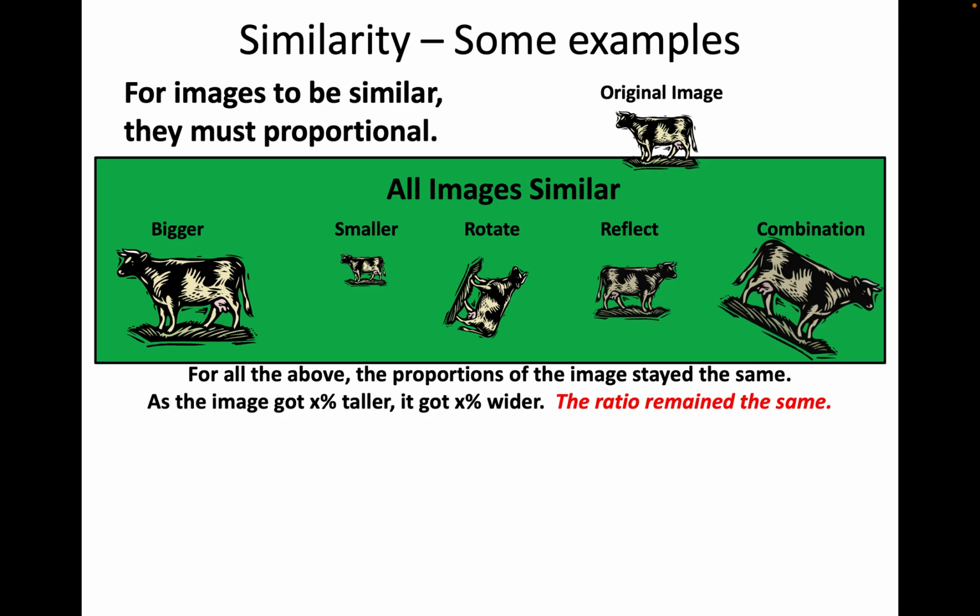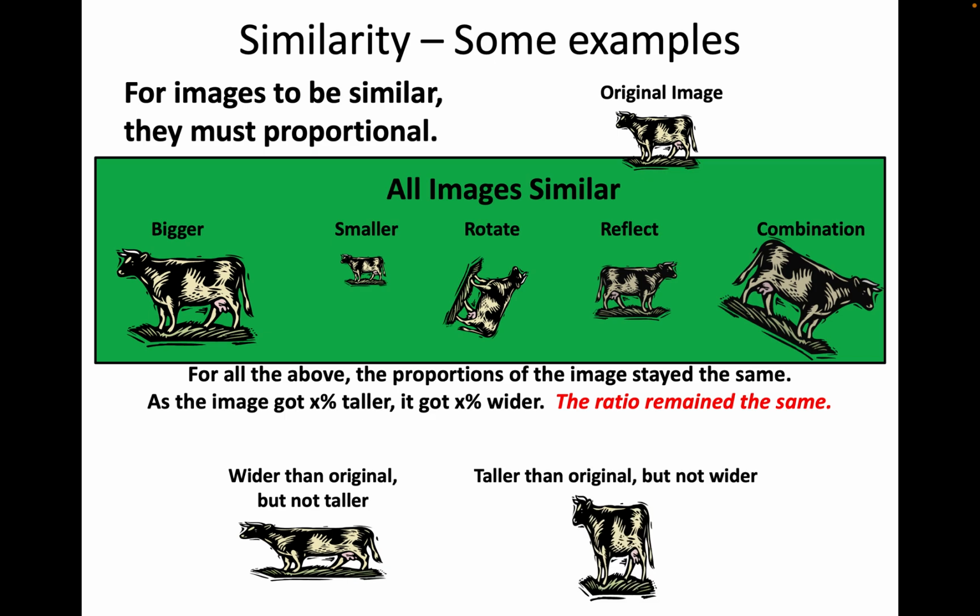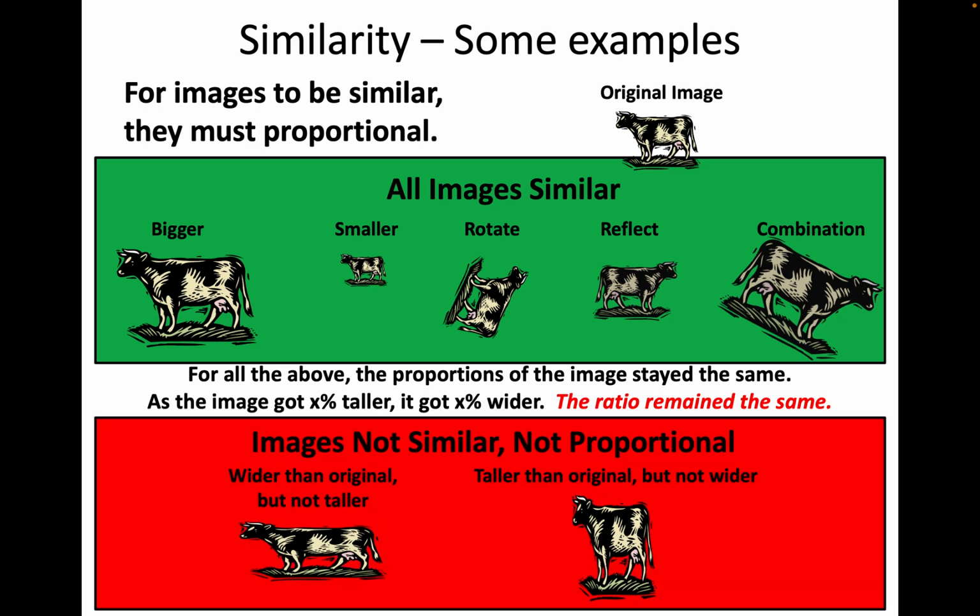Okay, let me show you some images that aren't similar. So if I take that original image of a cow and I make it wider, but not taller, now you can see how that image is not the same shape as the original image, or all those ones in green. I could do the exact opposite and make a basketball playing cow, a cow that's much taller but not any wider. In both of these examples, these images are not similar because they're not proportional.